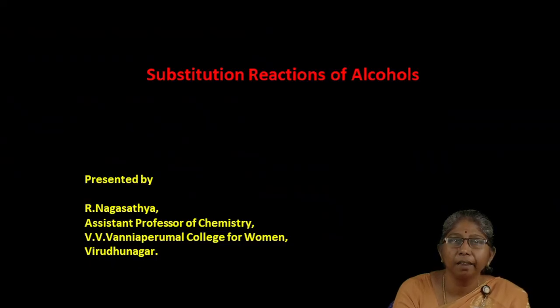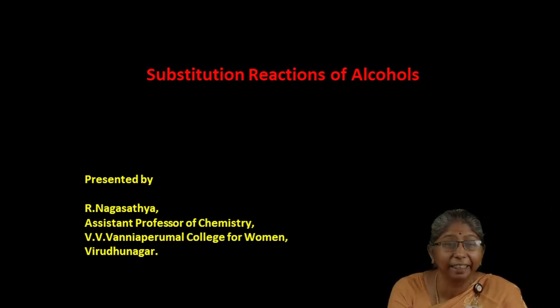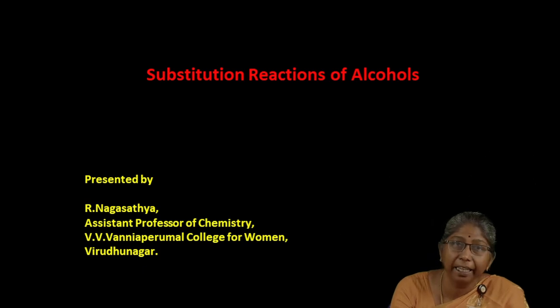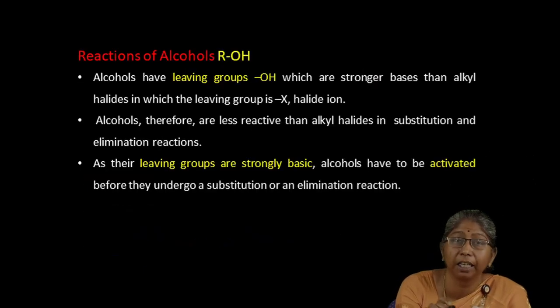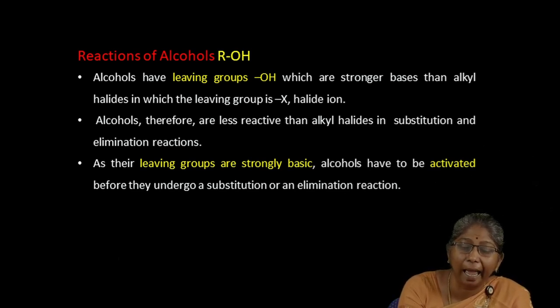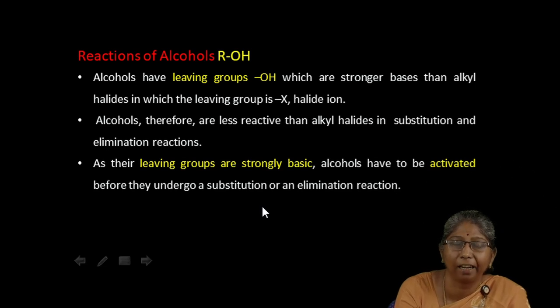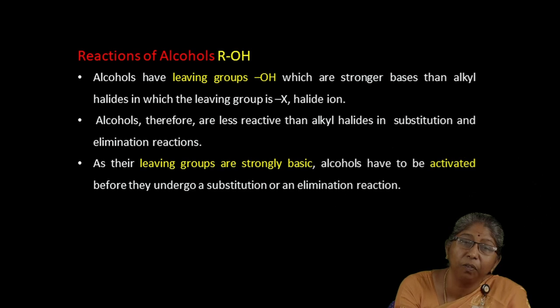In this video, let us see about the substitution reactions of alcohols. The general formula for alcohols is ROH. In alcohols, the substitution reaction does not take place as readily as with alkyl halides. In alkyl halides, substitution reactions take place very fast in the presence of a strong base, because the bond between the alkyl group R and the halogen is a weak one, because halides are weaker bases.